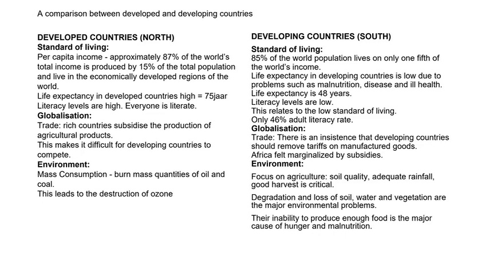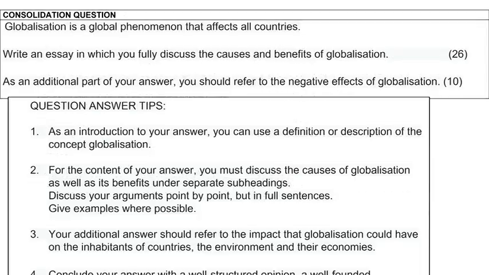The environment, mass consumption. The North, or the industrialized countries, burn mass quantities of oil and coal, which leads to the destruction of the ozone. Whereas in the South, the focus is on agriculture. So therefore, they need good soil quality and adequate rainfall. Degradation and loss of soil, water, and vegetation are the major environmental problems, and their inability to produce enough food is the major cause of hunger and malnutrition. Right.